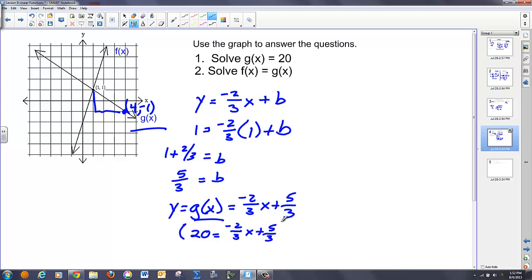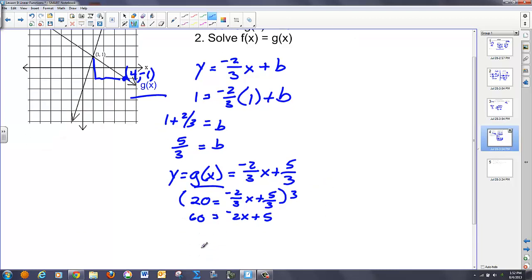I'll multiply both sides of this equation by 3. Get 60 equals negative 2x plus 5, because the 3's are both going to reduce. I'll then take and subtract 5 to both sides, giving me 55 is equal to negative 2x. So x equals negative 55 over 2. And there's the first problem solved.